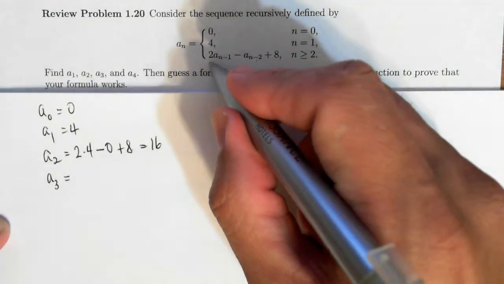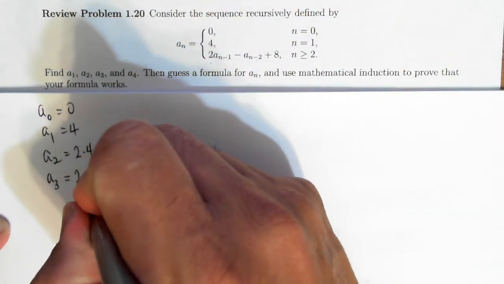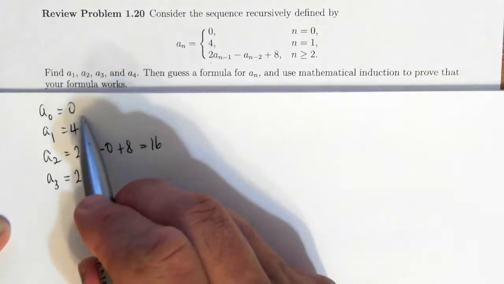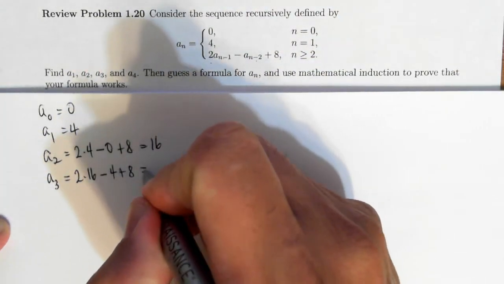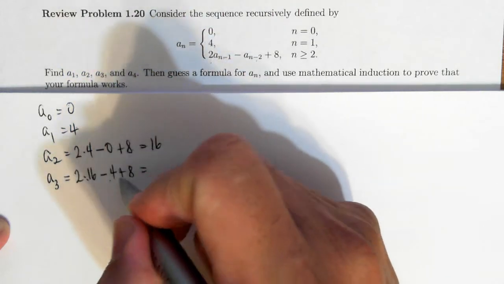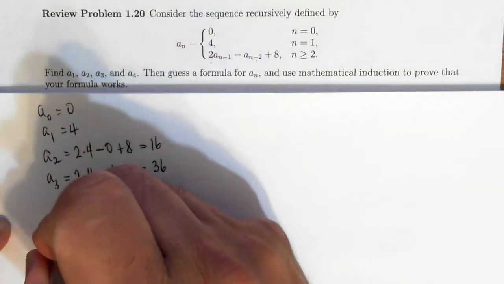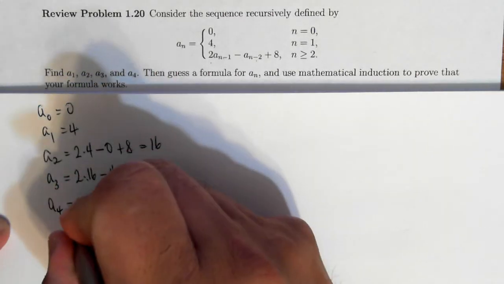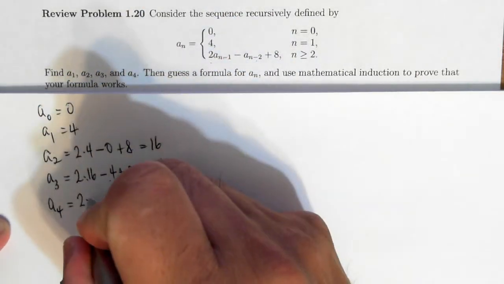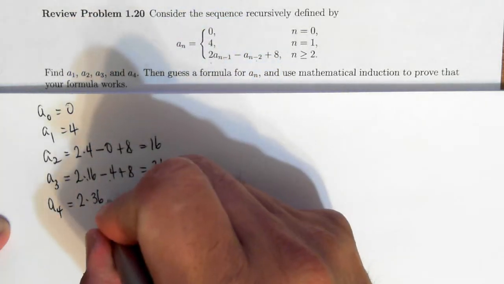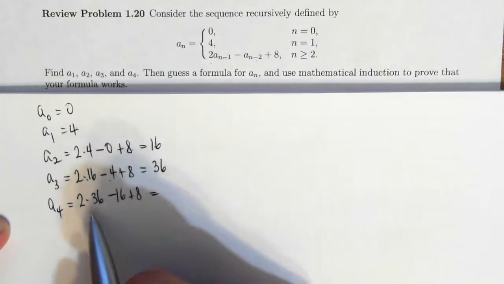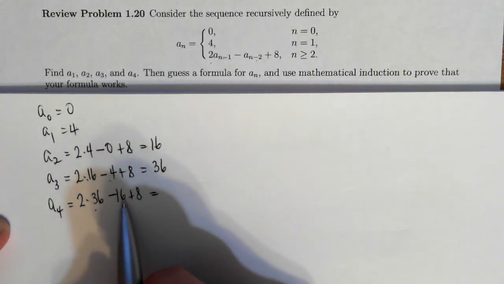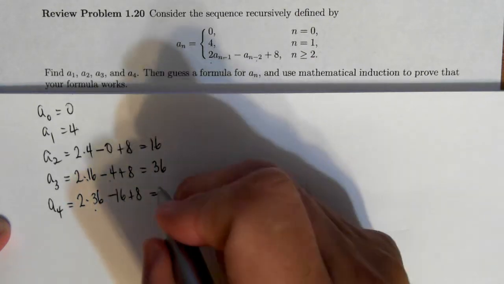A sub 3 is equal to 2 times the previous term minus the term that's 2 back plus 8. So that's 32 minus 4 plus 8, which makes 36. A sub 4 is going to be 2 times the previous term minus the thing that's 2 back plus 8. So 72 minus 16 is 56, plus 8 is 64.